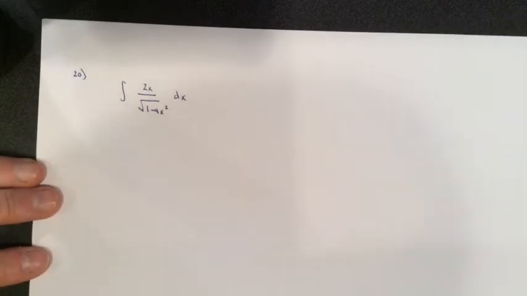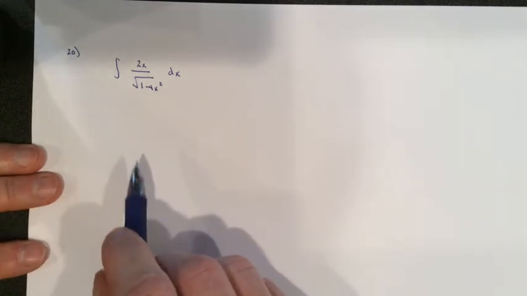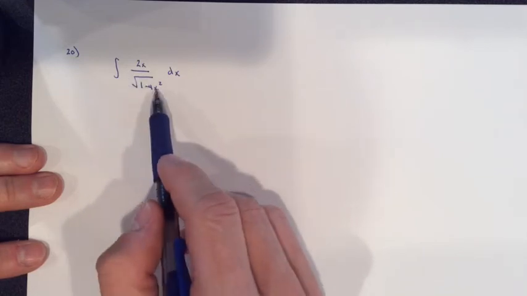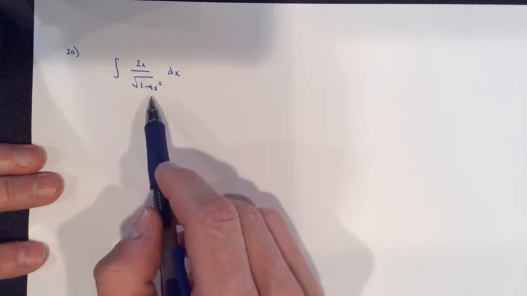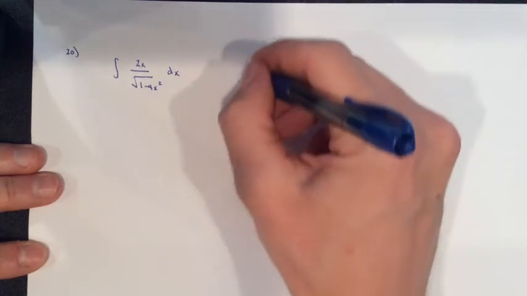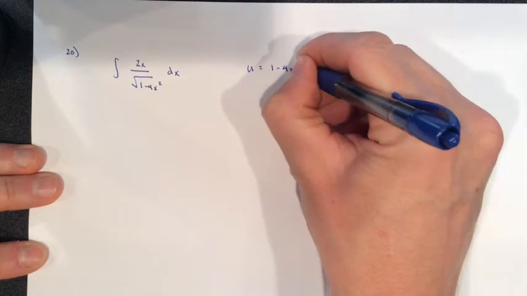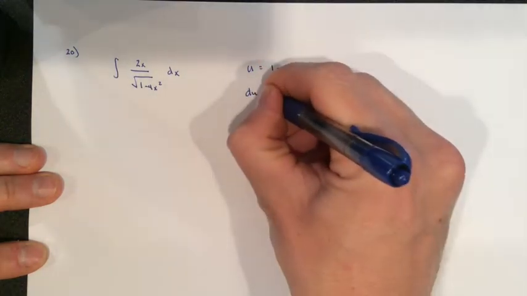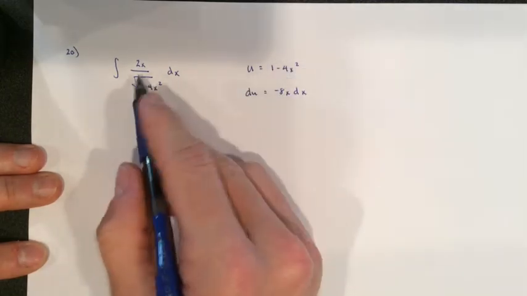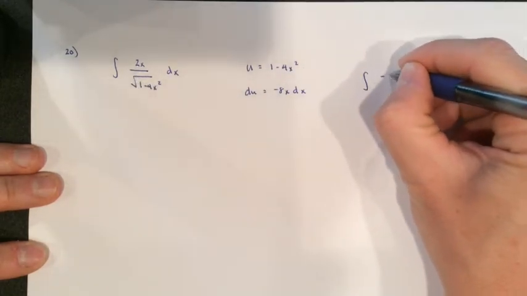And last, number 20. Number 20, it's a little tricky because it might look like it's one of our trig substitutions where we need the triangle. It's actually not. See this x here? If we make this u, if u equals 1 minus 4x squared, then du is equal to negative 8x dx. If we want that to be a negative 8, all we have to do is multiply by negative 4.